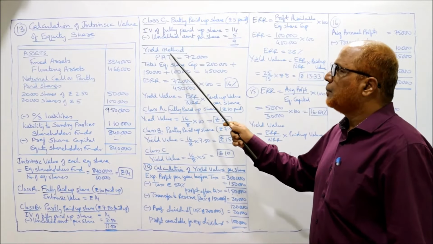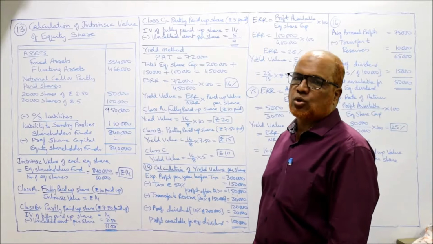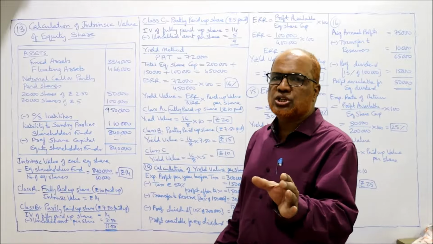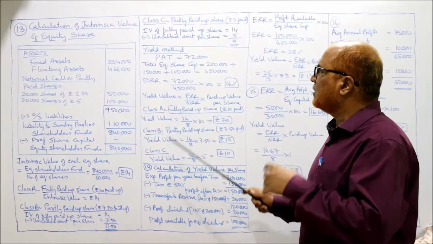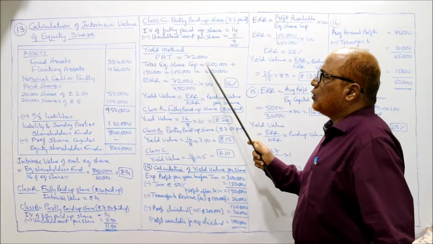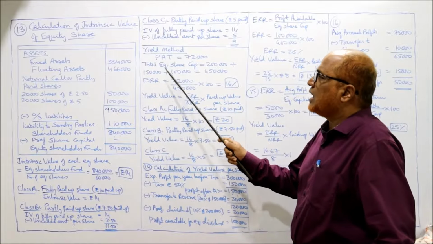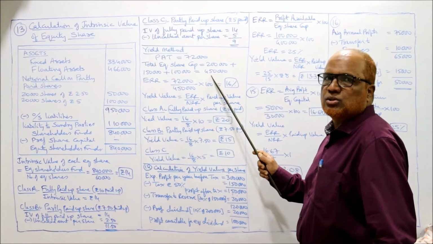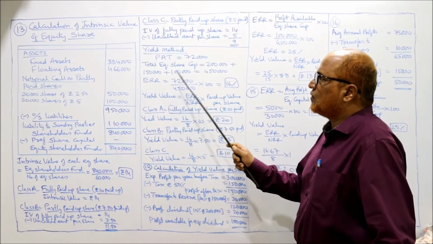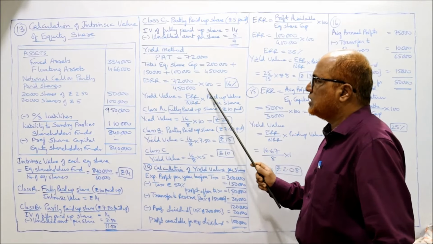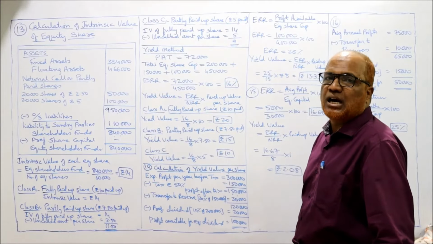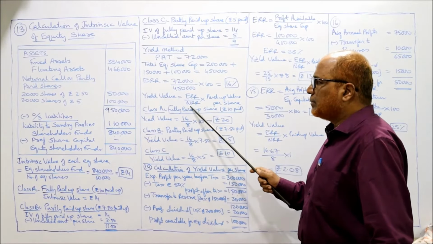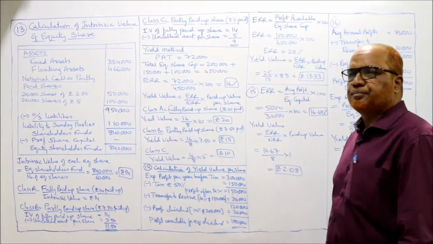Now yield method. Profit after tax is given, 72,000 rupees, and total equity capital. So you can see the balance sheet. Equity capital 2 lakh rupees A class का है, 1,50,000 B class है, 1 lakh rupees C class. So total paid up capital is 4,50,000. So ERR, expected rate of return, 72,000 by 4,50,000 into 100, 16% is the ERR. Now easily we can find out the yield value: ERR divided by NRR into paid up value per share.